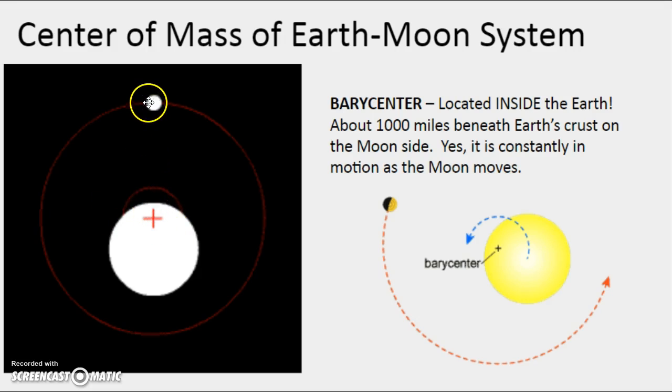So where the Moon is, and the Earth, where the average position, once again about 1,000 miles beneath the Earth's surface, we find the center of mass, and it's moving. So we would actually find that the barycenter here is moving as the Moon is orbiting the Earth itself. So the barycenter is located inside the Earth. It's about 1,000 miles, and it is constantly in motion, consistent with where the Earth-Moon position is located.